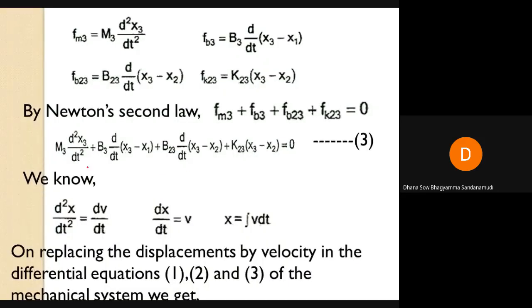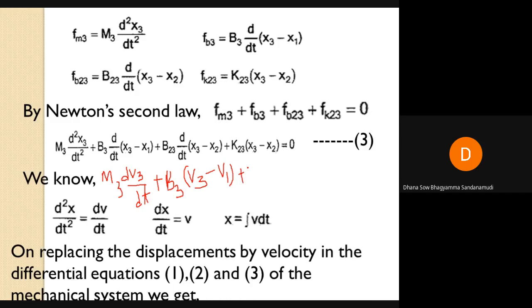So you just write down this equation. I will write the equation in terms of velocity. M3 d square x by dt square means dv by dt. So M3 dv3 by dt plus B3 into d by dt of x means v, so B3 into v3 minus v1.